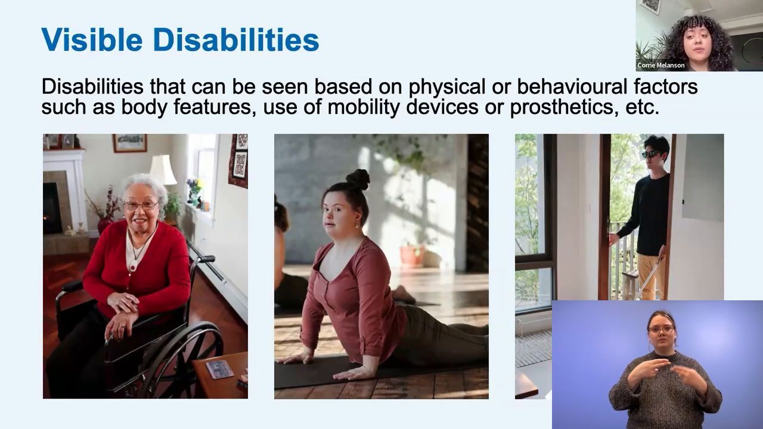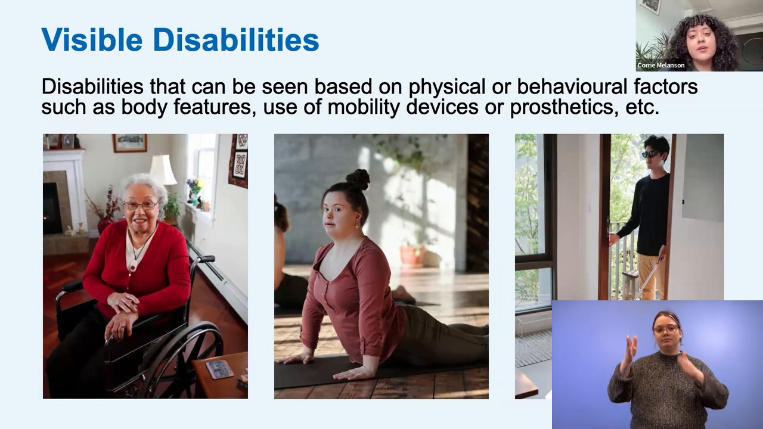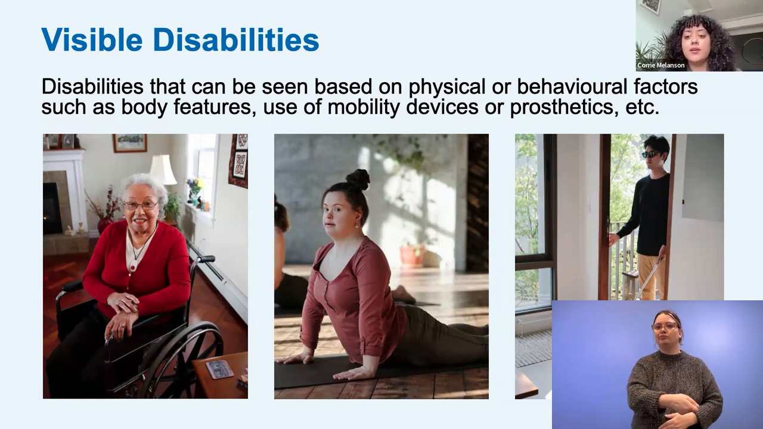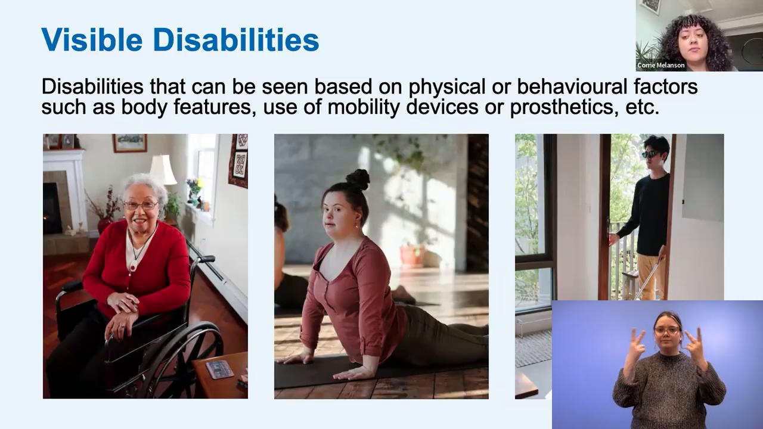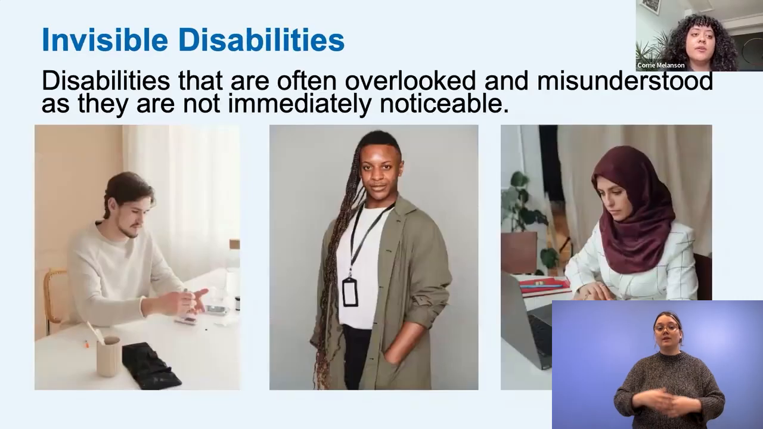And on the slide, there are 3 photos depicting examples of visible disabilities. The first image is of a woman in a wheelchair, used as a mobility device. The second image is of a woman with Down syndrome doing yoga. And then the third picture is of an individual using a white cane for vision loss to detect the entrance to a building. So invisible disabilities.